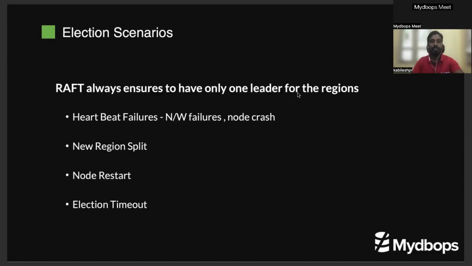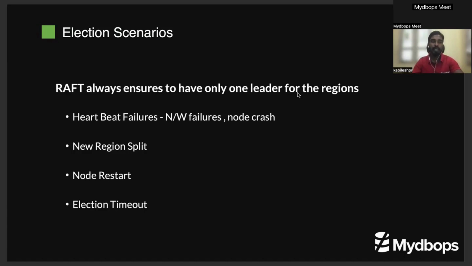So now we have discussed replication and how they get the data synced between the multiple nodes. Now let's see election scenarios. For example, when there is a failure with respect to the nodes, how it is being handled. Before that, Raft always ensures to have a single leader for a region. So what are the election scenarios, when can the election begin? For example, when there is a heartbeat failure.